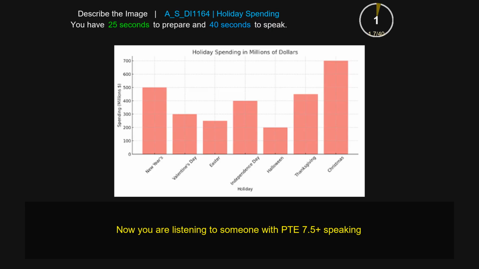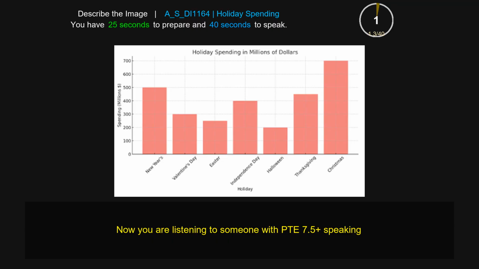The bar graph provides information about the holiday spending in millions of dollars. From the image, we can clearly see that the spending in the Easter month is $250, whereas the spending on Independence Day is higher than Easter, that is $400 million. The spending on Christmas is really high, that is $700, but the lowest value is in Halloween, which shows $200 million. There are other holidays like New Year's, Valentine's Day, and Thanksgiving. To conclude, this image is very informative.